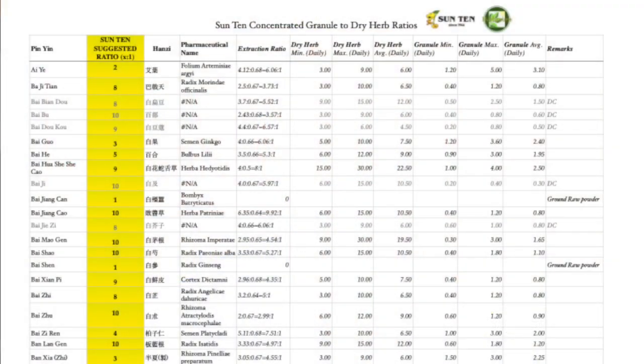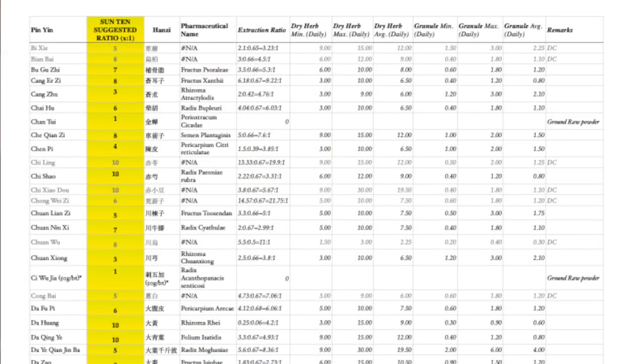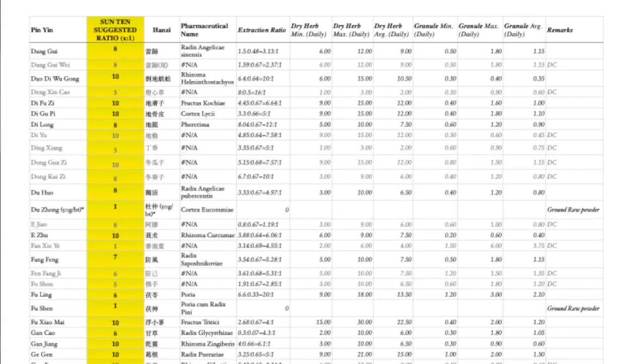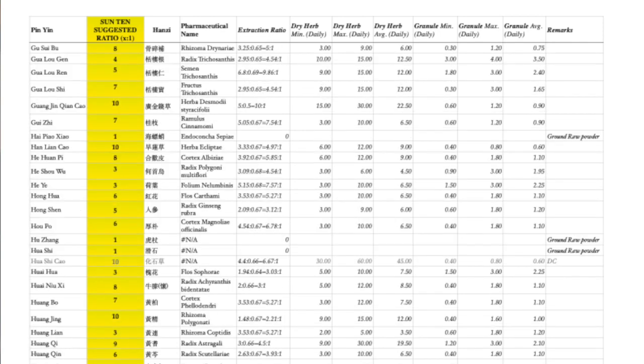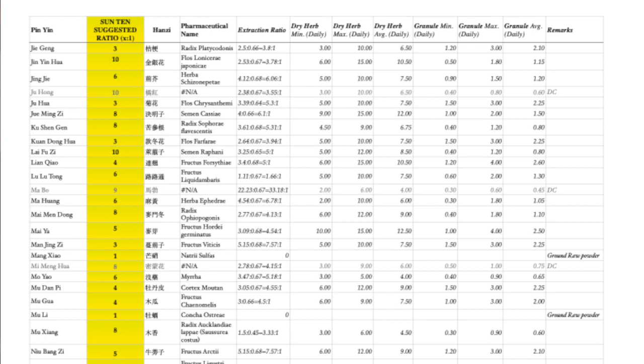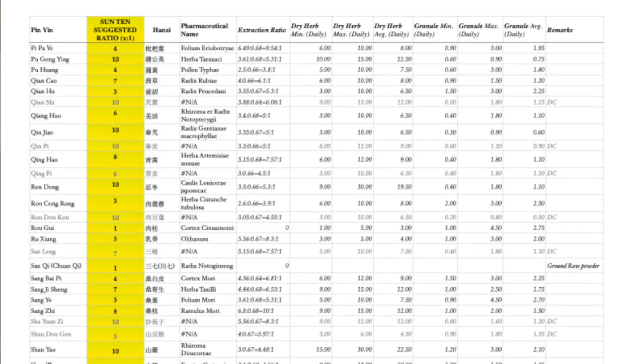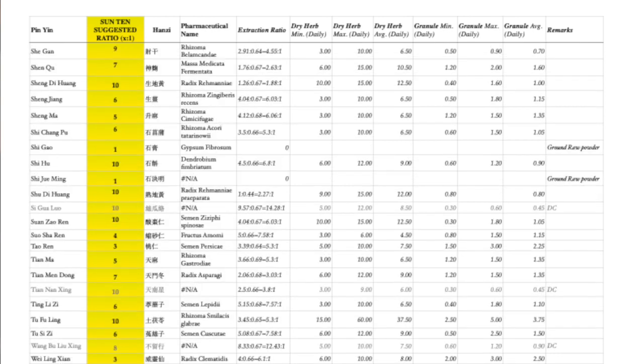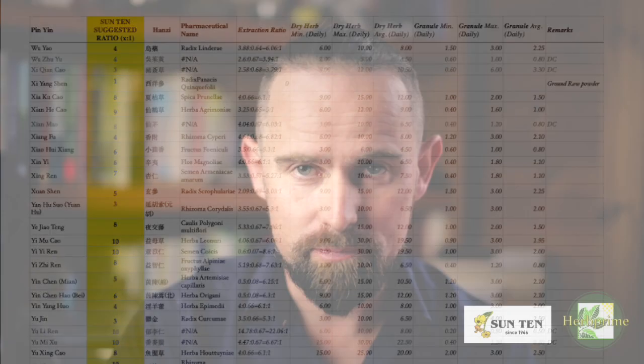Hi everyone. By far the most common question Herb Prime gets asked is what is the concentration ratio between dried herbs and herbal medicine granules? Well, here it is. This document states the concentration ratio between dried herb and herb granule for hundreds of commonly used herbal medicines. We should point out that this document only applies to Sun 10 granules. We cannot speak for other companies or other suppliers. So there's the answer to the question.